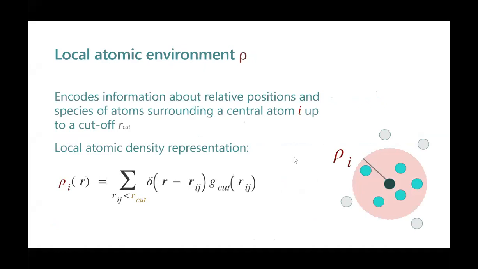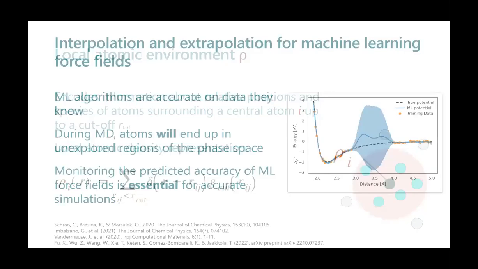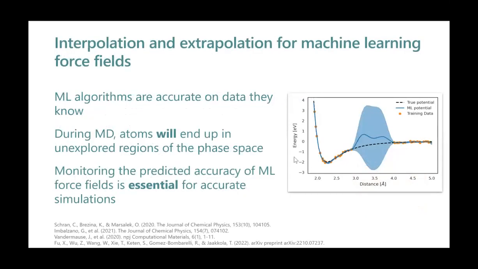Then this object is usually a 3D scalar field that you will have to transform into a usually finite size descriptor, whether it is learned or chosen a priori. So this is the very quick setup of what machine learning potentials are. But as we all know, a fundamental feature, bug, of machine learning algorithms is that they only are accurate on data they kind of know.